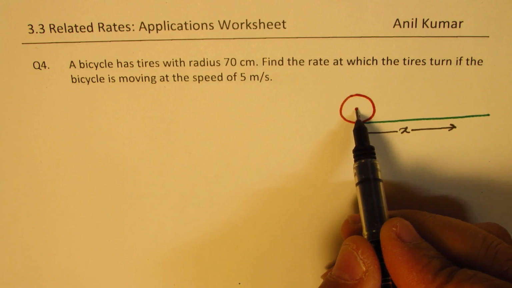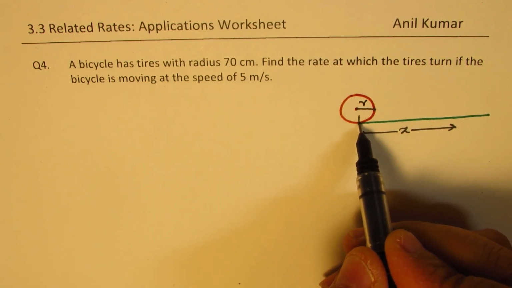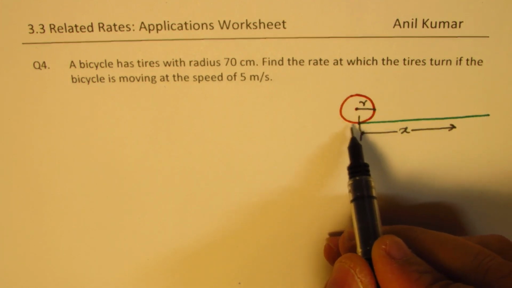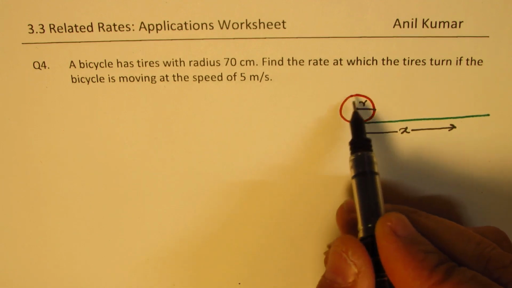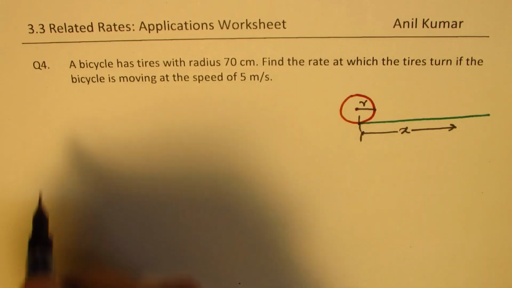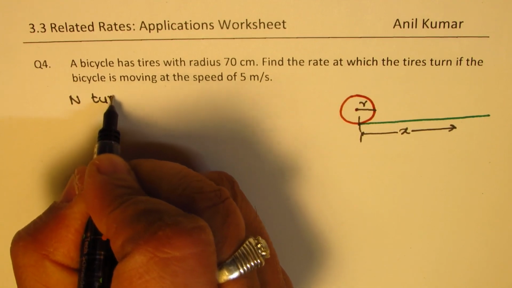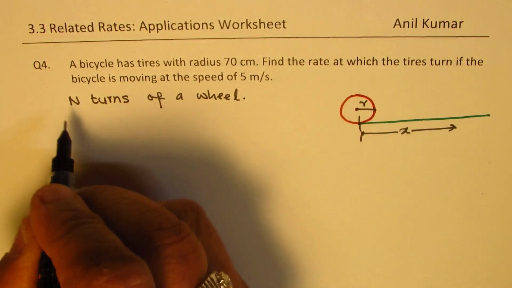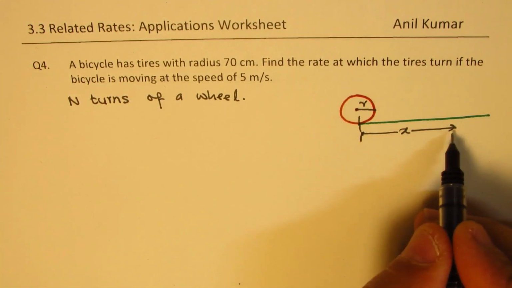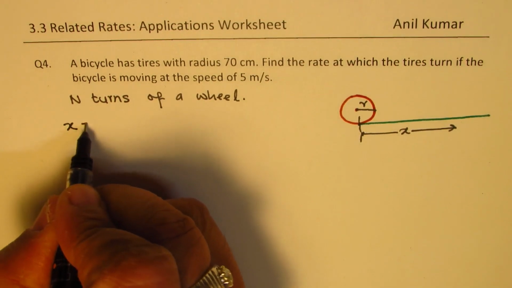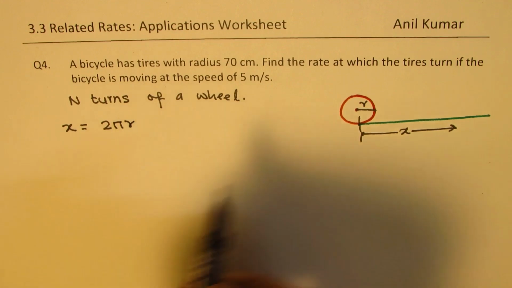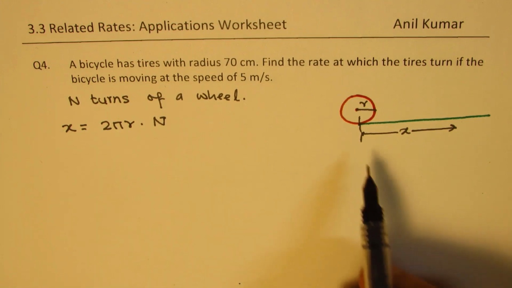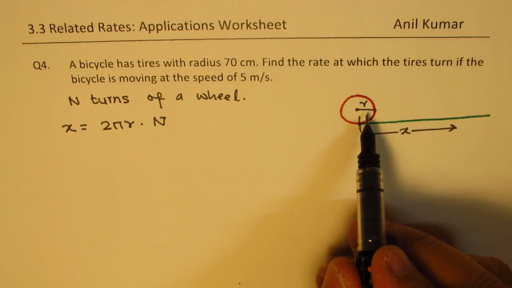How is this distance related with the radius? Well, of course, 2 pi r is the circumference, so as the wheels turn, it goes every cycle the same distance, right? So if we have n turns, in the n turns, we reach a distance x. So x will be equal to 2 pi r, which is each turn, times n, right? So that becomes the relation between the distance and the number of turns, right?